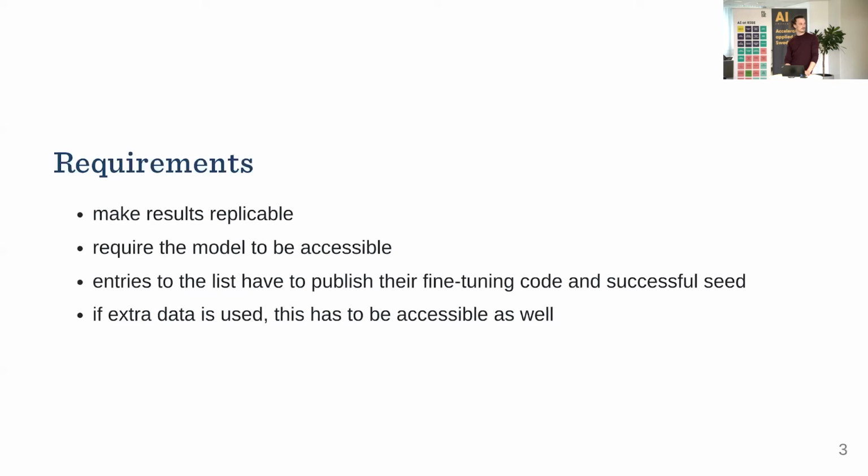So yeah, our requirements are to make the results replicable. I think I basically said all those things already. And also that if you publish your fine-tuning code, we also want to have the seed that you use, because even that can change things. So we want to be able to double check that actually this is what you did. If you use some extra data, this is completely fine. You just have to state that you're using it, and then you also have to publish it so that anybody can replicate it.